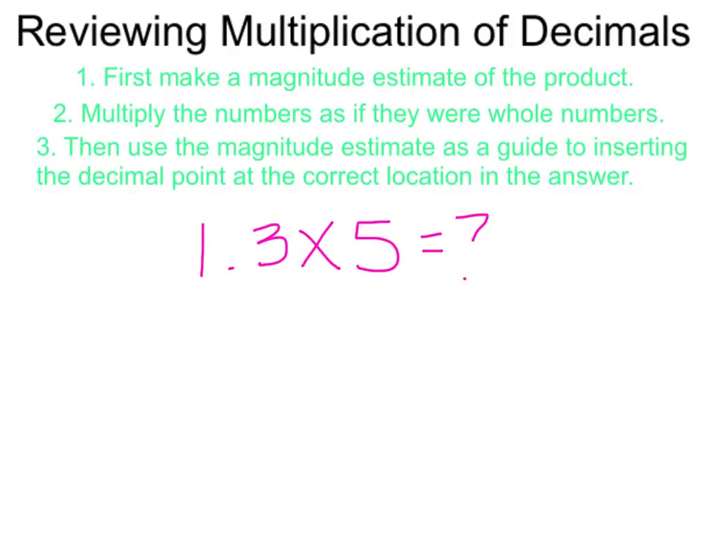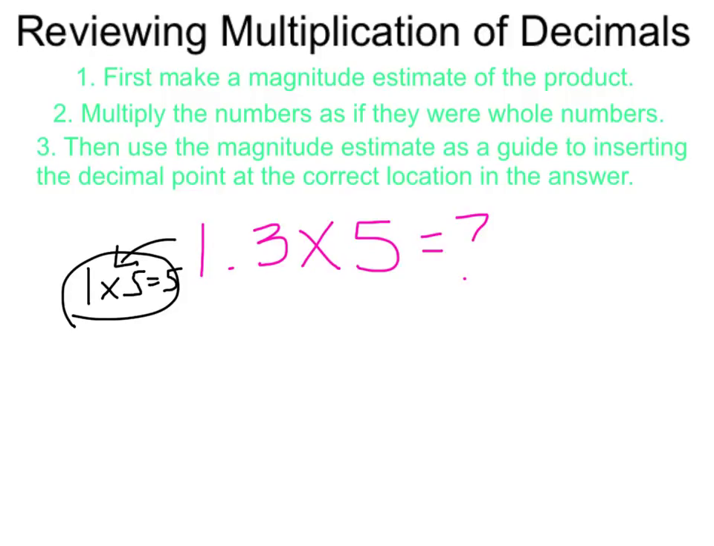When I round these numbers, I'm going to only round 1.3 because it's the only one that's not currently a whole number. 1.3 is going to round down to 1. And I'm going to come up with a product of 1 times 5, which equals 5. So I know my final product is going to have to be in the ones place.